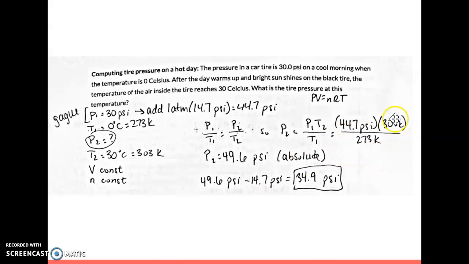So in this expression here, my Kelvin cancel out, so I'm just left with PSI and a value of 49.6 PSI. So this is the absolute pressure, and it's in units of PSI. Then, converting back to gauge pressure, our gauge pressure is going to be 34.9 PSI.